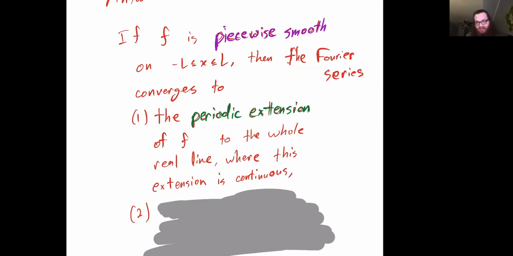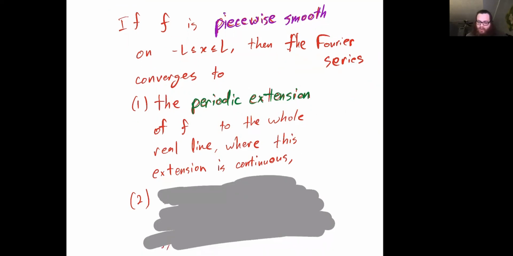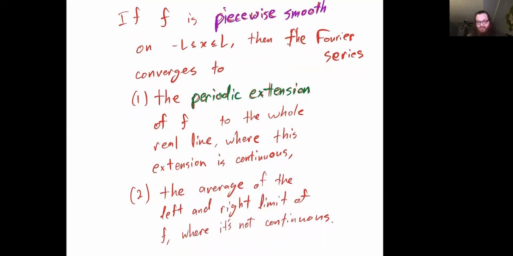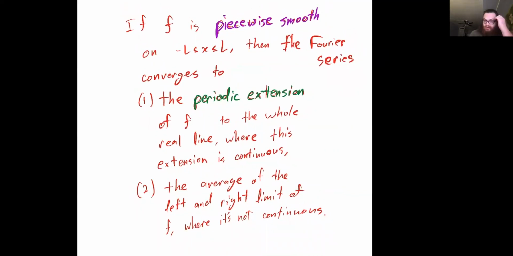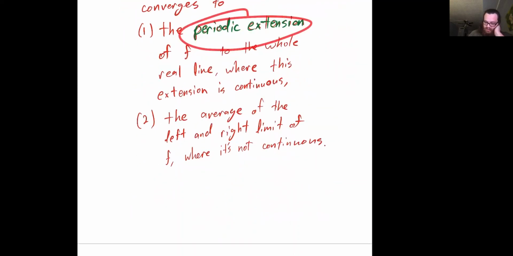What about the discontinuous pieces? Well, for the discontinuous pieces, the Fourier series is going to converge to the average of the left and right limits. Okay, not the left and right function values, but the left and right limits. And we'll draw some pictures of this here in a second. Okay, but what I want to do first is clarify this piecewise smooth and this periodic extension stuff.